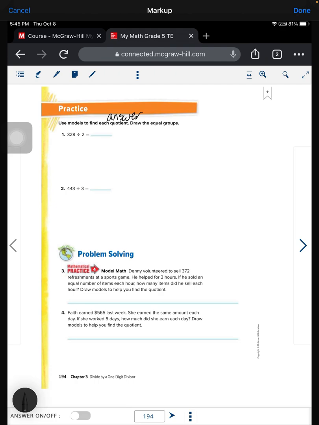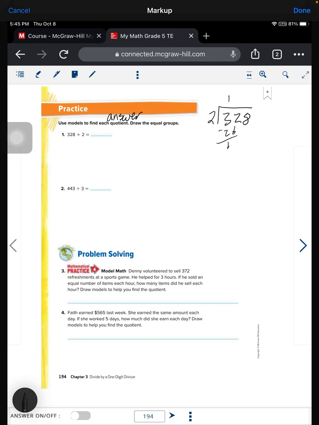And we're going to draw equal groups. So over here, I'm going to actually do the problem the original way. 328 divided by 2. Go ahead and work it out with me, or you go ahead and try and beat me. 1 times 2 is 2.